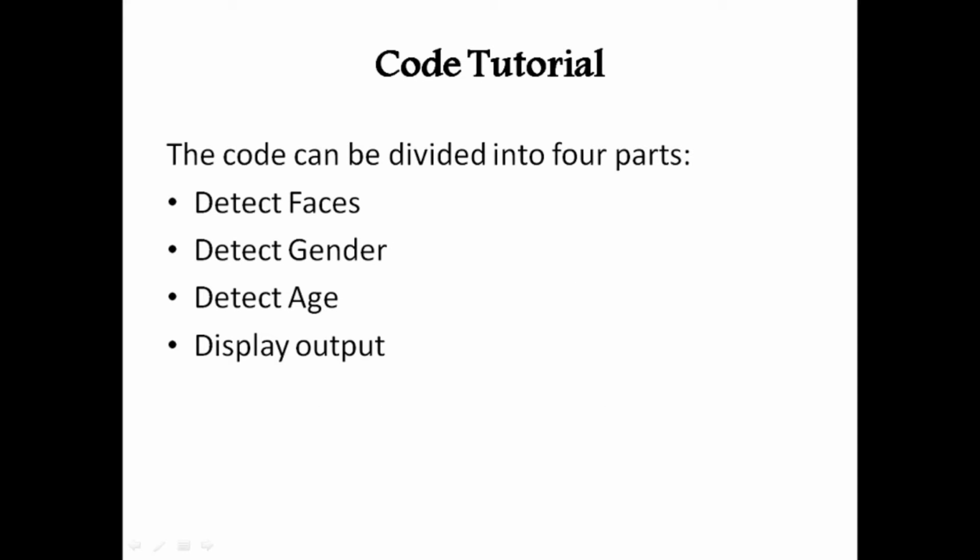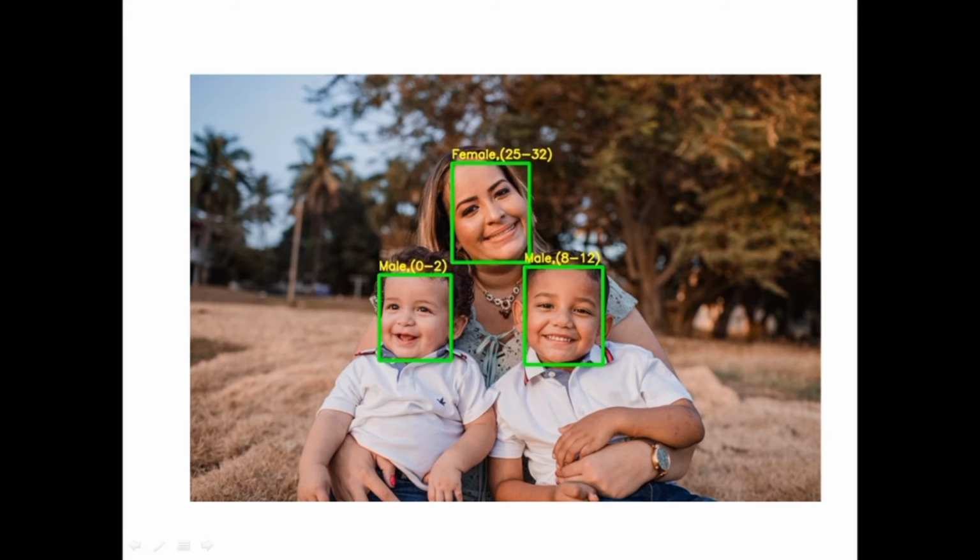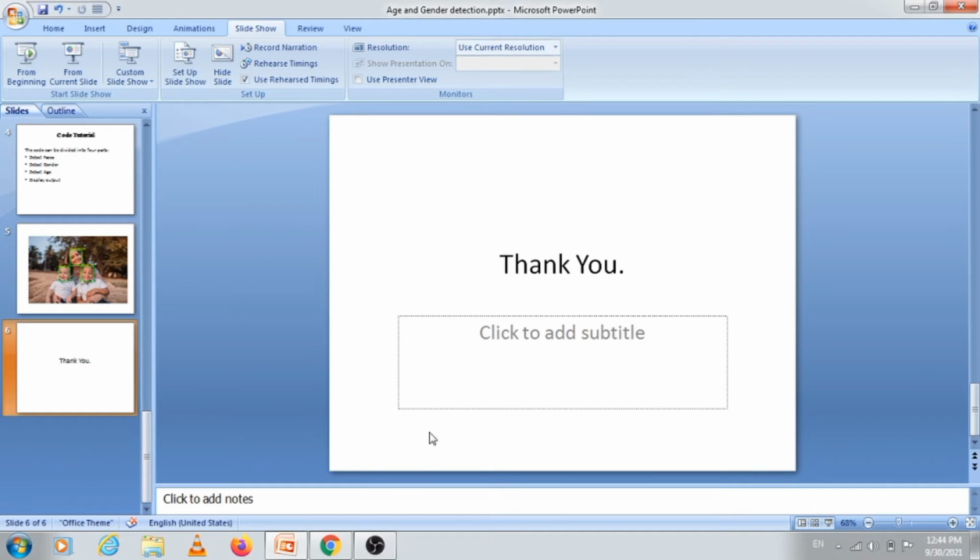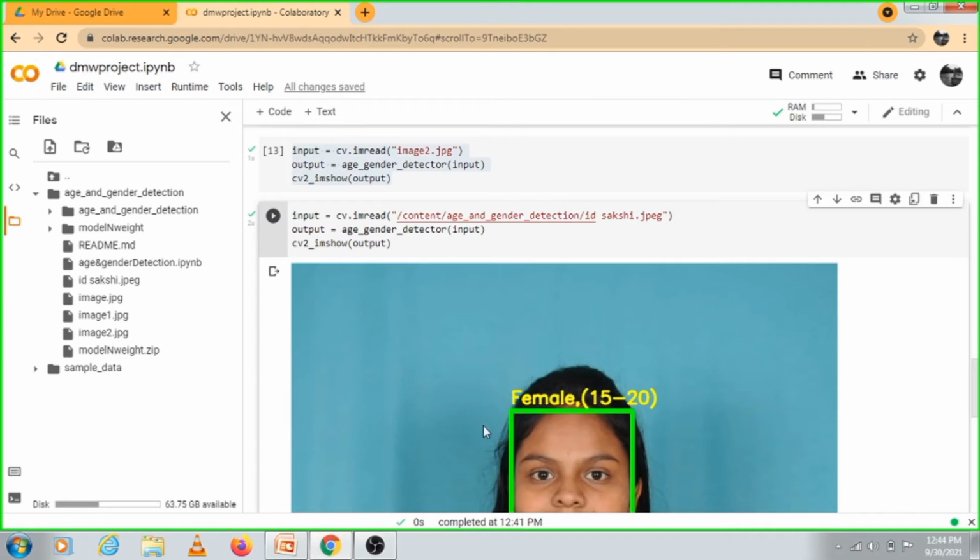For the project code tutorial, the code can be divided into 4 parts: detect the faces, detect gender, detect age, and display the output of this project. This is the output file of the project. It shows male and female and the approximate age. Then we see the actual code of that program.